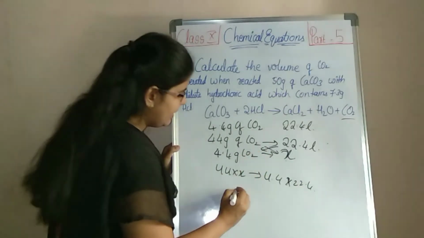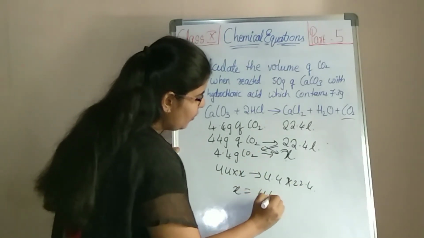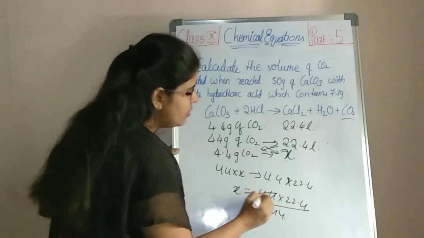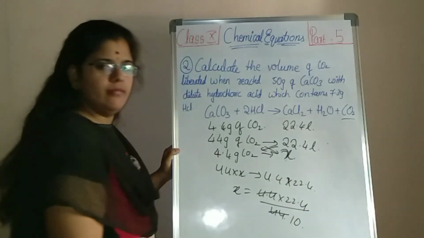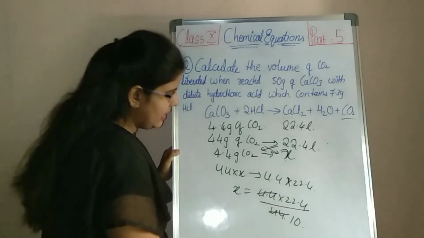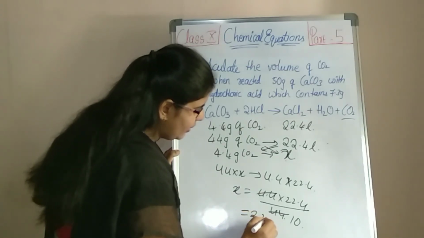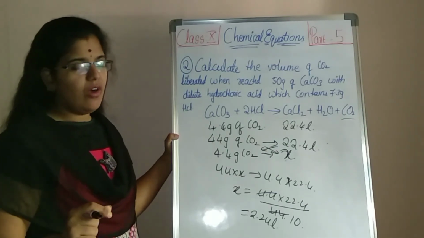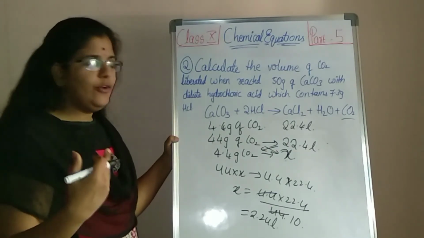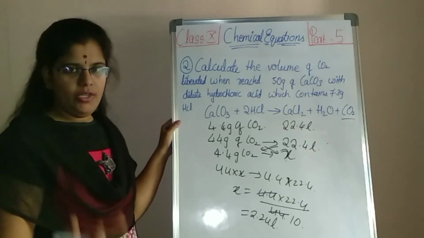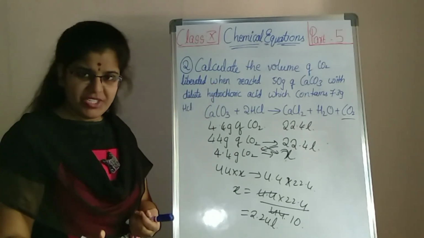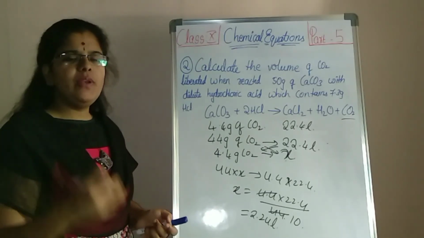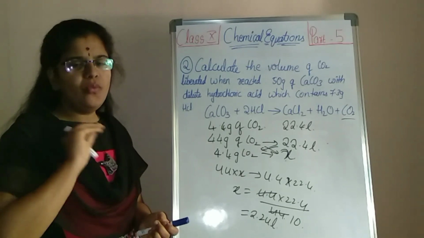So let us take the 44 to that side. So 4.4 into 22.4 by 44. If we cancel, we get 10. So we get 2.24 liters. So here 4.4 grams of CO2 can occupy 2.24 liters of volume. So here you got the answer for your question. This is a long way, you may think, but if you practice regularly, it will be very simple and a matter of 2 minutes.